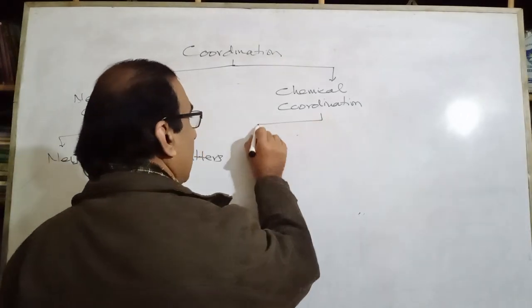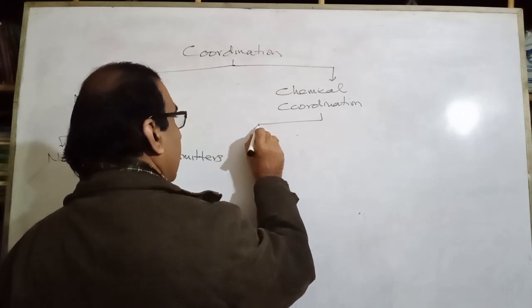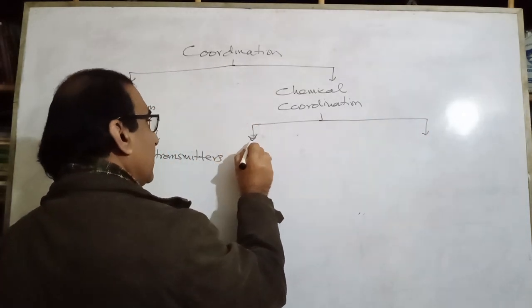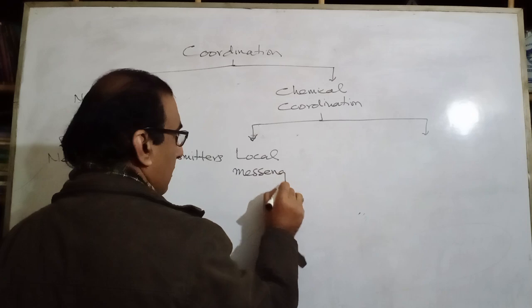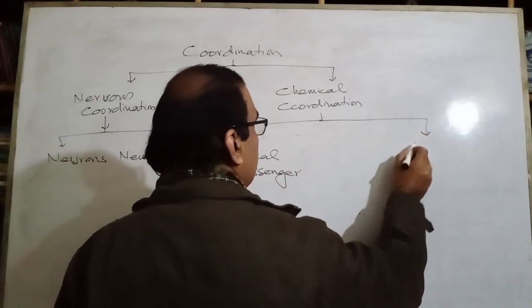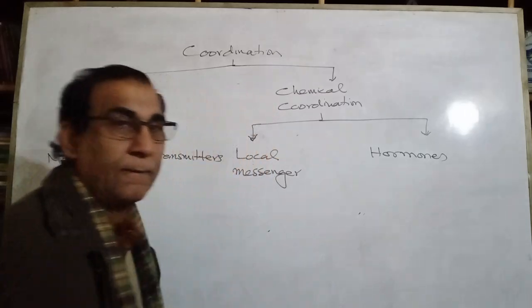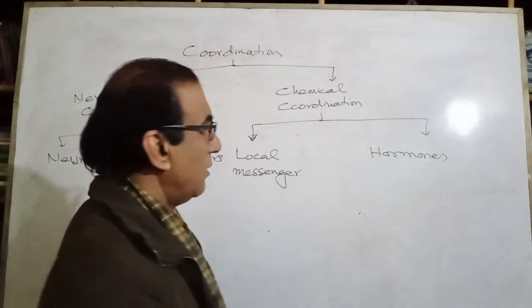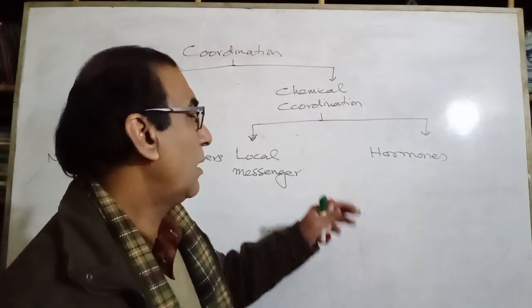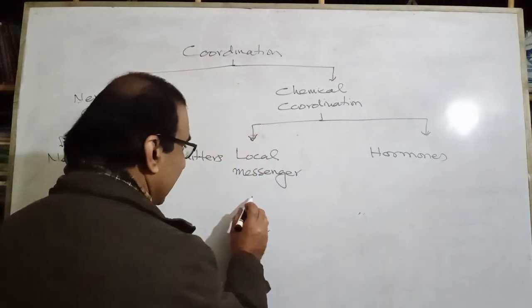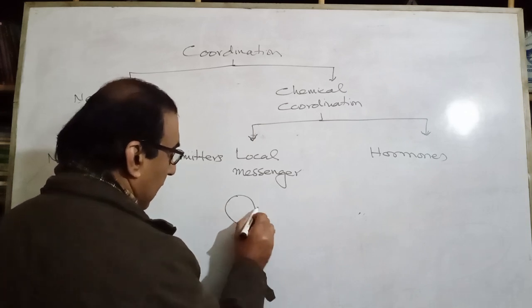The chemical coordination is again carried out by three things: neurotransmitters, which also participate sometimes, the local messengers, and the hormones. There are some other biochemicals which also take part in chemical coordination, but those are not included in your syllabus.